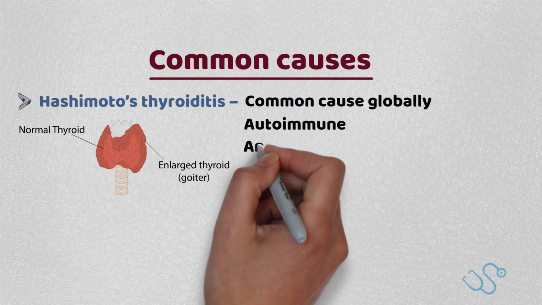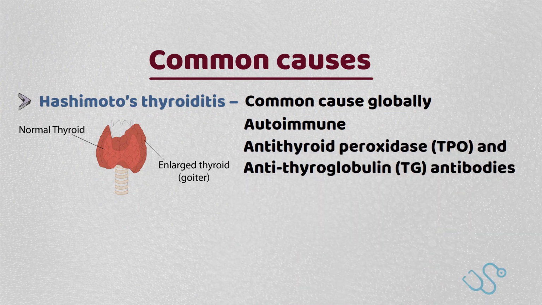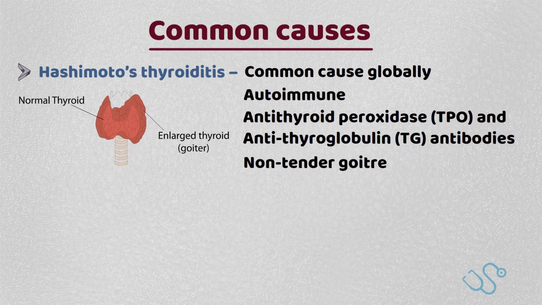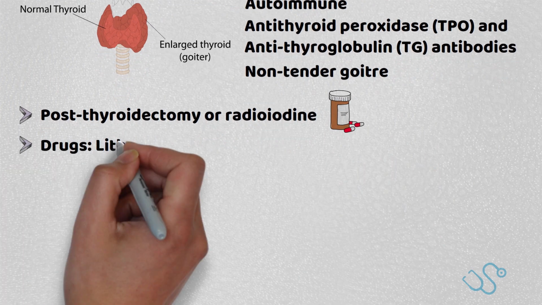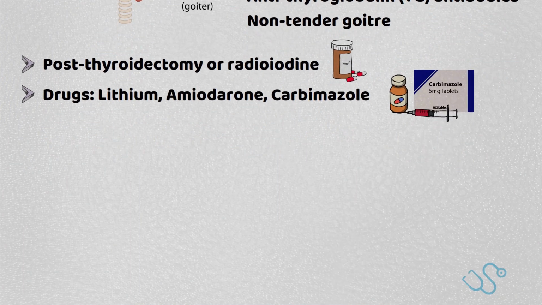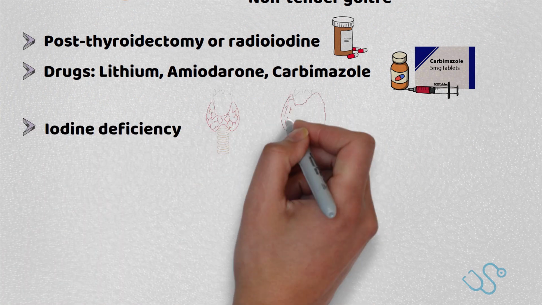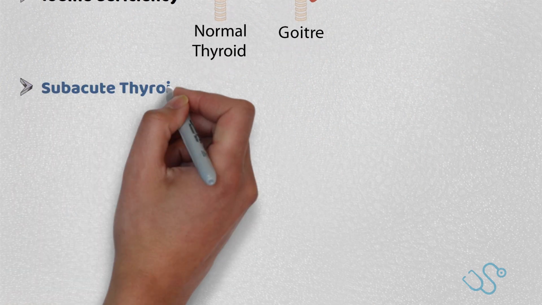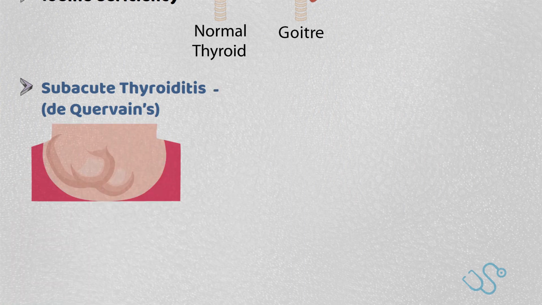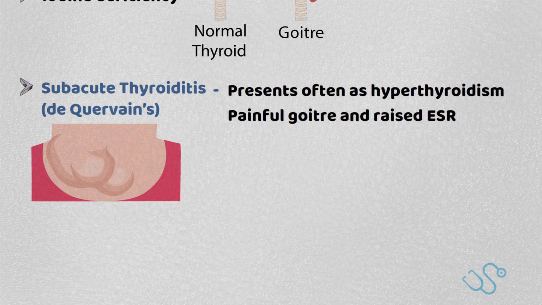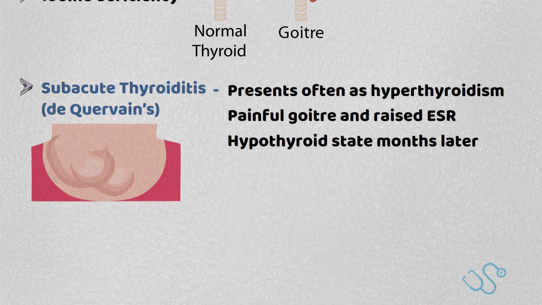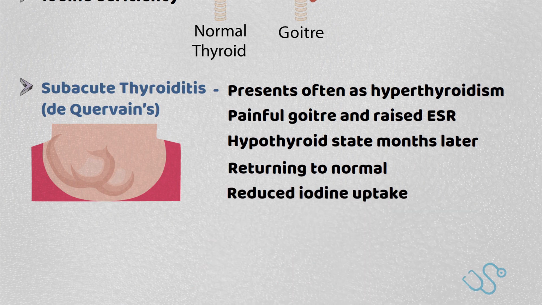This will have a positive anti-thyroid peroxidase, TPO, and a thyroglobulin antibody, TG, as well as a non-tender goiter. Another cause is post-thyroidectomy or radioiodine treatment. Certain drugs can cause it, such as lithium, amiodarone, and carbimazole. Iodine deficiency is also quite common, with subacute thyroiditis or de Quervain's thyroiditis presenting usually as hyperthyroidism in a post-viral state with a painful goiter and a raised ESR, before leading on to a hypothyroid state months later before returning to normal. Often these patients have a reduced iodine uptake in their thyroid scintigraphy.